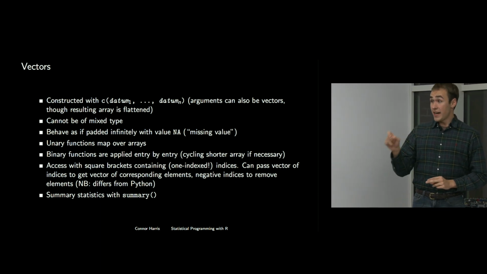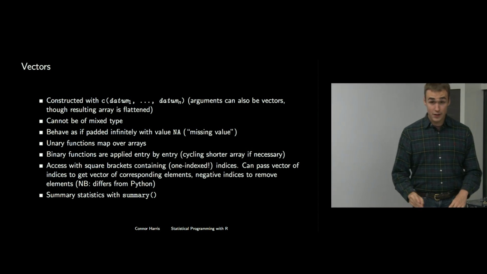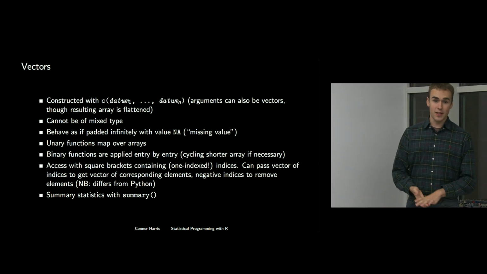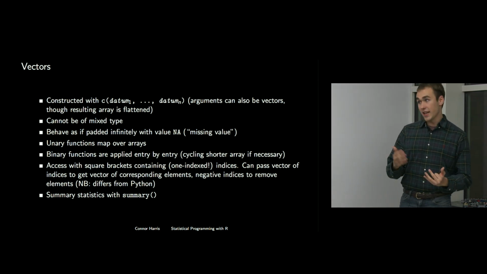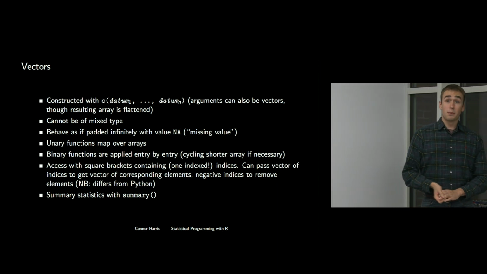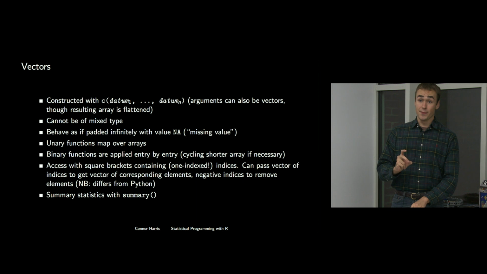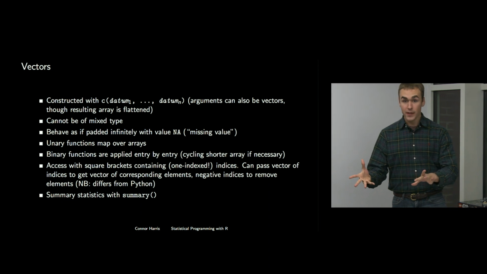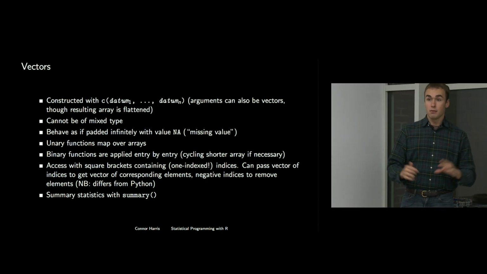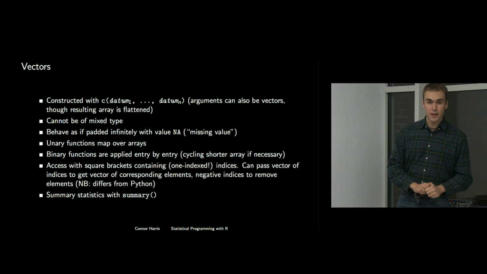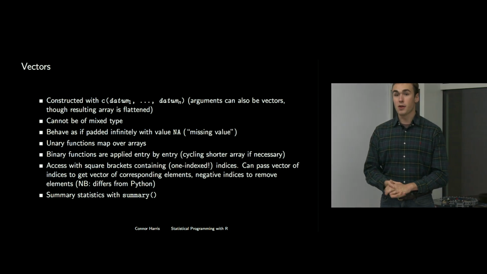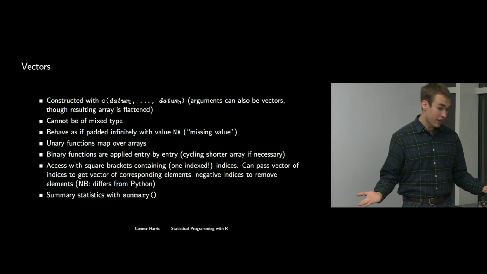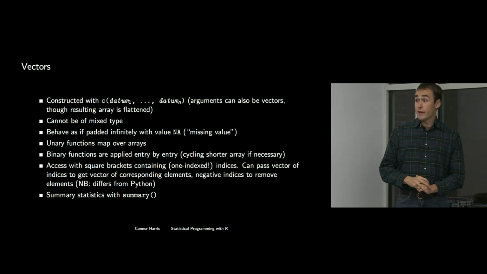If you try to read or write outside of the bounds of a vector, you'll get this value called NA, which stands for missing value. This is intended for statisticians who are working with incomplete data sets. If you apply a function that's supposed to take just one number to an array, the function will map over the array. So if you have a function that takes a number and returns its square, and you apply that to the array 2, 3, 5, you'll get the array 4, 9, 25. That's very useful because it means you don't have to write for loops for very simple things like applying a function to all members of a data set, which if you're working with large data sets, you have to do a lot. Binary functions are applied entry by entry.